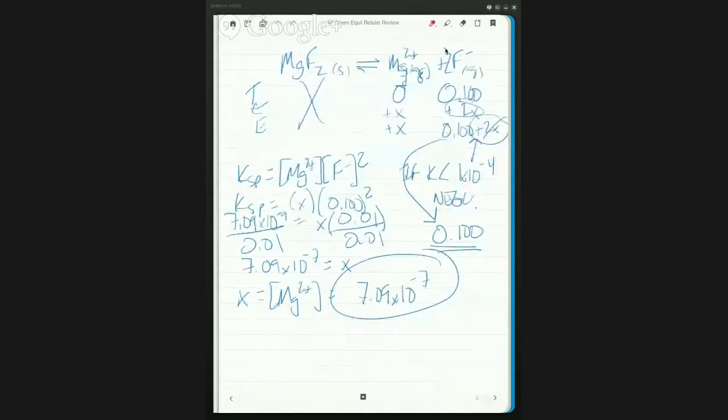Here we go. Okay, the coefficient is a 1, so it's a 1x. The coefficient is 2, so it's a 2x.